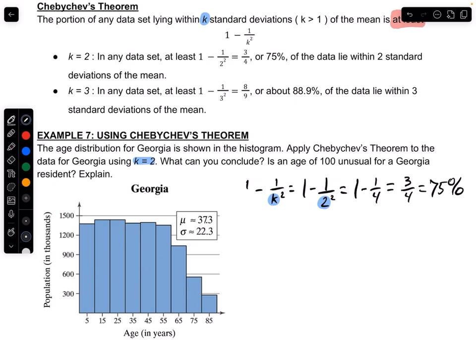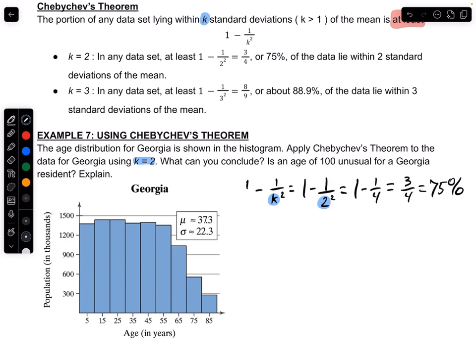So that 75% will be useful. And remember, that's at least 75%. So the population of people that falls within 2 standard deviations should be a minimum of 75%. Could be much more. It could be 76%, or it could be 98%. But that 75% is going to be the minimum.